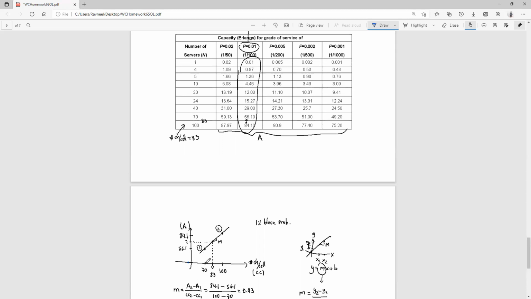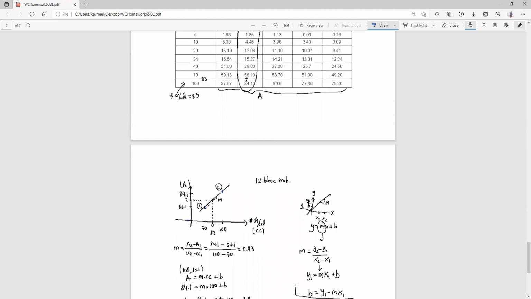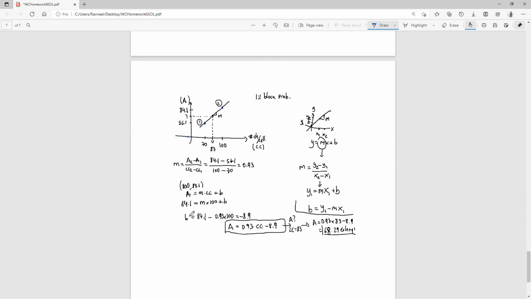So what we need to do is find the equation of this particular line through these 2 points, such that we can find the value at 83. The gradient of this particular line can be given by y2 minus y1 upon x2 minus x1. This particular axis is my y-axis, and this particular axis is my x-axis. That is the gradient formula, isn't it?